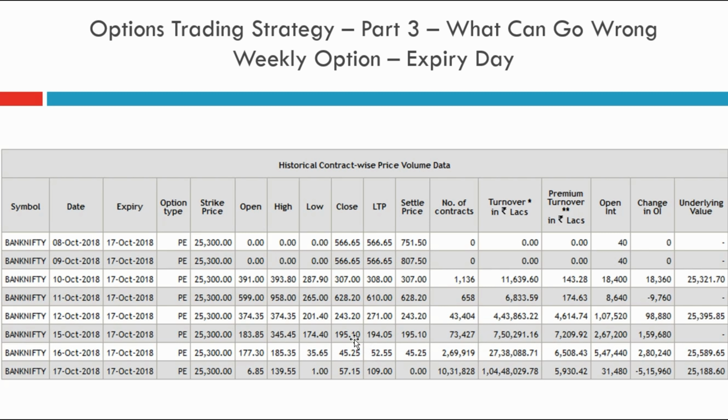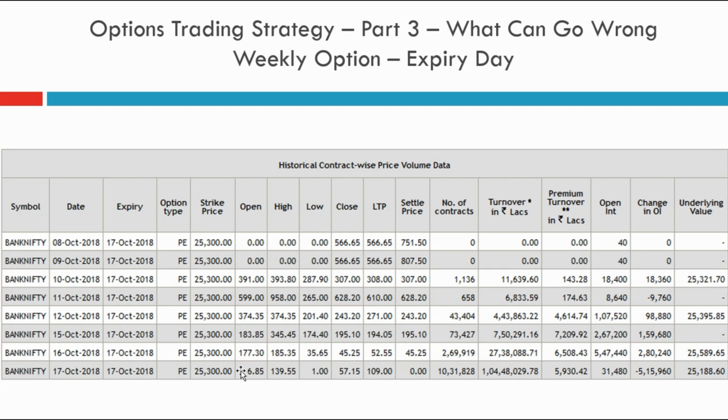Now look what happens on the option expiry day. The option opens at 6 and the closing price that you see is 57. Again, when you see a single digit option, people encourage you to write this option because hypothetically it's heading to 0. But look what happened on this expiry day.